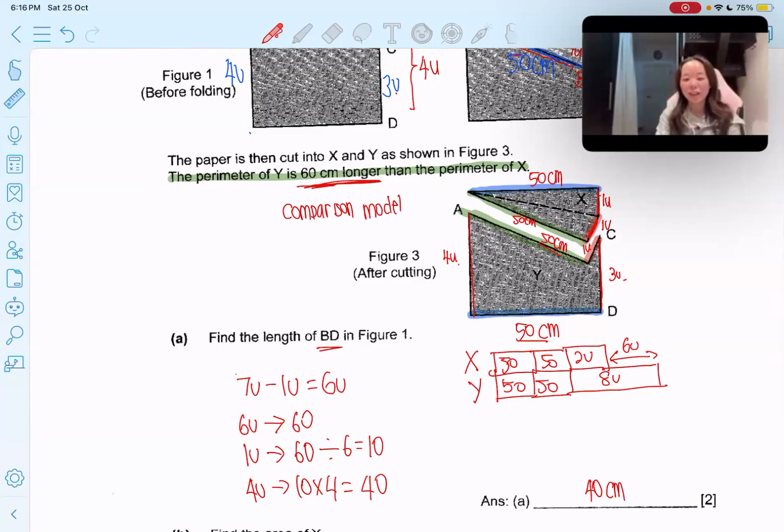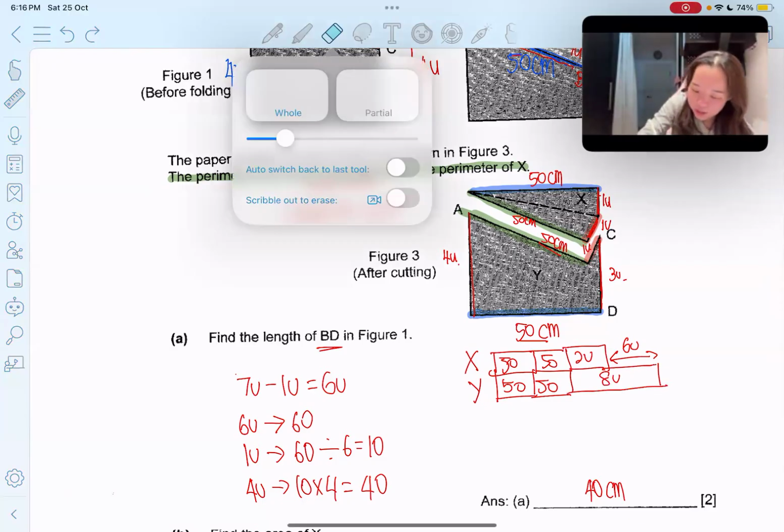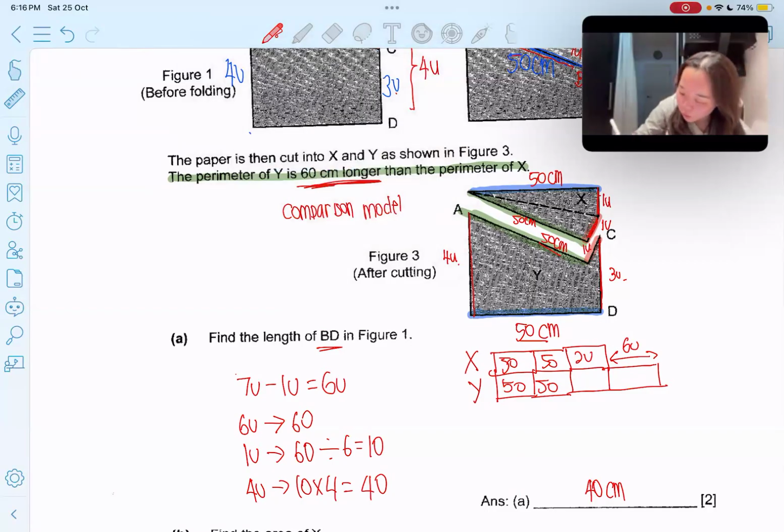Can you all see that? The difference is 6 units. How do I get 6 units here? Because 8 units minus 2 units is 6 units. To make it easier, let me cut this out into 2 units and 6 units, so it's easier for you to see. So my difference is 6 units, and I know that 6 units is equal to 60. Then I can solve using the same way already. Can you all see? 6 units is equal to 60. And then I find my 1 unit is equal to 10, and my 4 units is equal to 40.